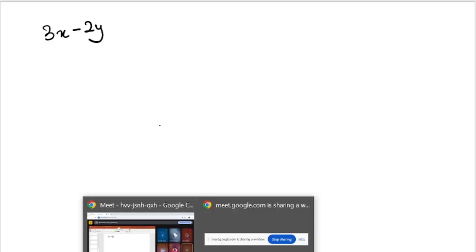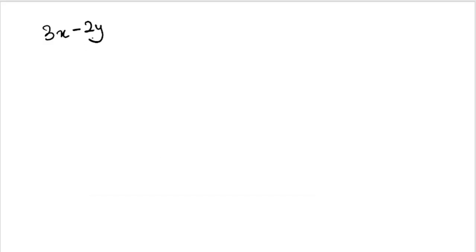The question says that a certain line, let me write the equation of the line, 3x minus 2y is equal to 7, is perpendicular to another line. Let's say this is line A. This line A is perpendicular to a certain line B, and B passes through the points negative 1 and 4. Now we are finding the equation of the line B.